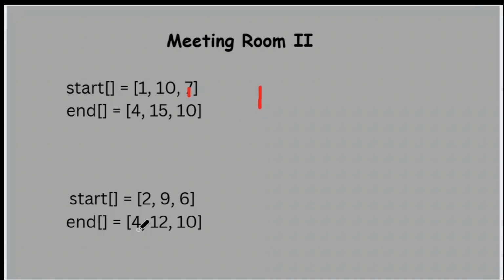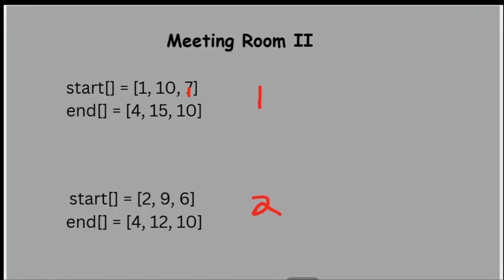Now in the next example, you can see 2, 4, 9 and 12, and 6 and 10. These two meetings clash with each other. So you have to conduct the meetings in two different rooms. So the minimum number of rooms required in this case is 2.